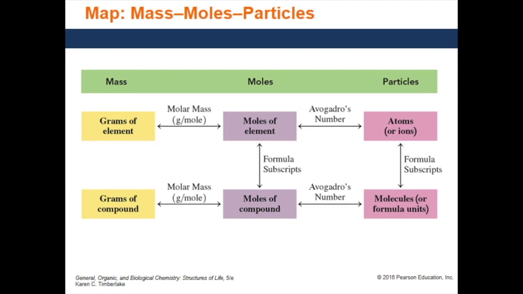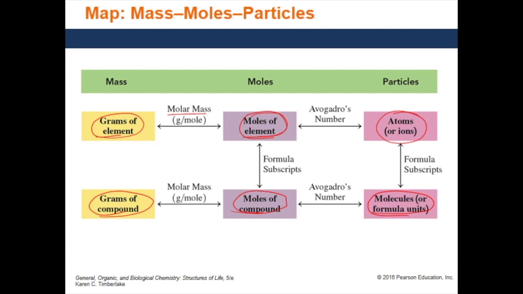Okay, so here's one solution map that is given to you. If grams of an element are given to you, you can go from grams to moles by using molar mass, and from moles you can go to number of atoms by using Avogadro's number. Similarly, if a compound is given to you, in grams, you can go from grams to moles by using molar mass, and from moles to number of molecules by using Avogadro's number.